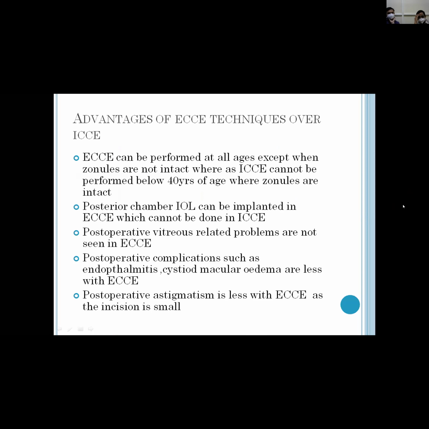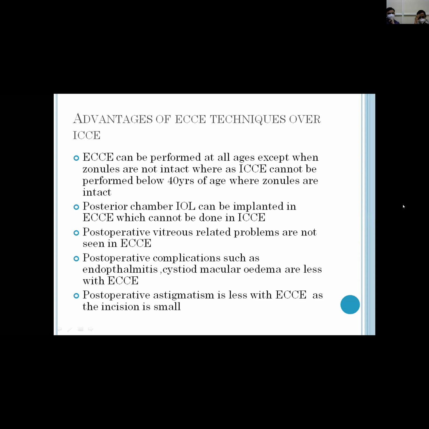Advantages of ECCE technique over ICCE. ECCE can be performed at all ages except when zonules are not intact, whereas ICCE cannot be performed below 40 years of age where zonules are intact.